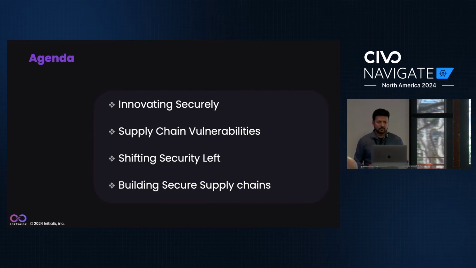So quickly touching on the agenda, we'll talk about innovation. Everybody knows why innovation is important, but innovating securely has become more important from a tech perspective, and how do we help innovation of the business by enabling innovating securely on the tech side. We'll talk a little bit about supply chain vulnerabilities and how that comes into play in the security aspect. We'll touch a little bit upon shifting security left and building secure supply chains. It's not necessarily a secure supply chain workshop discussion, but you'll see throughout the discussion, security will come into play in each aspect of application delivery in a cloud native environment.